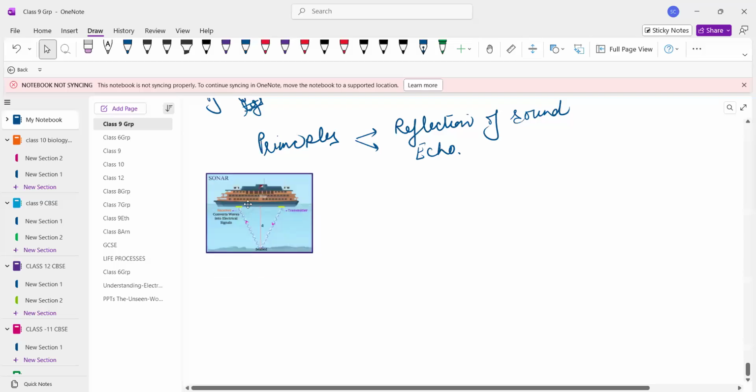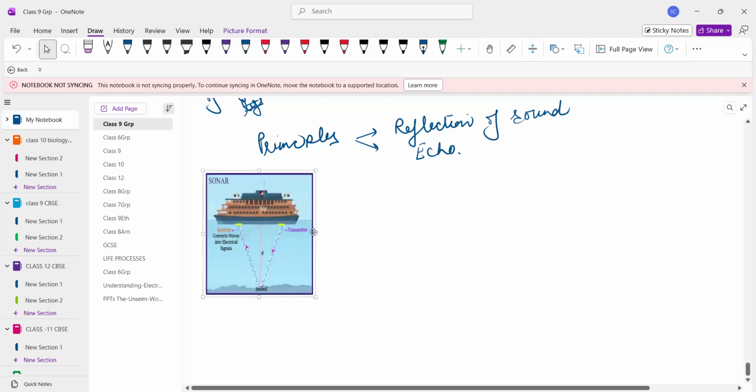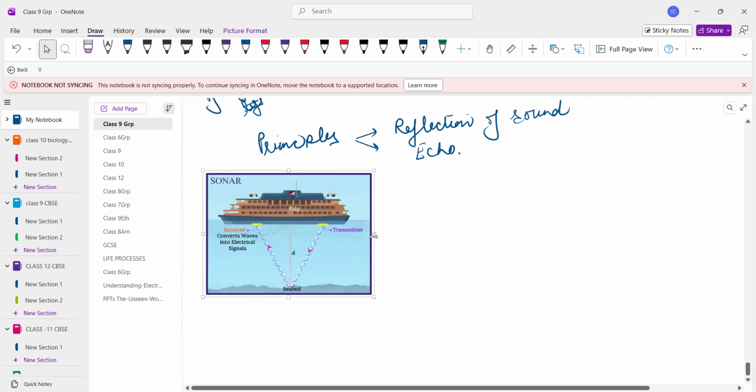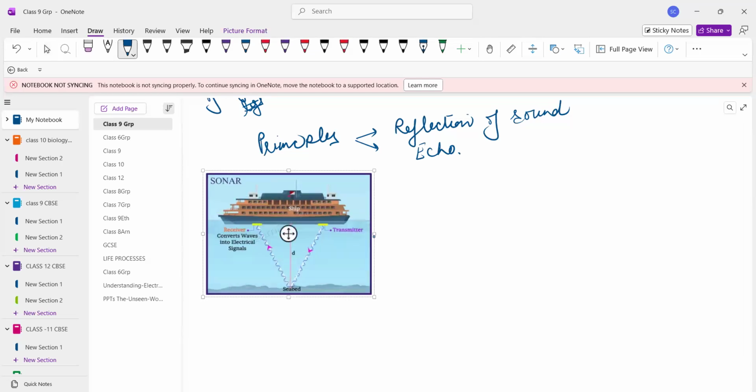So this is basically a device which is used to find the depth of the ocean, or maybe some object below the ocean, maybe some submarine. It sends ultrasonic waves into the water. Then these waves hit the object and return as an echo. They calculated the time taken for the echo to return, and by calculating the time, they used to calculate the distance.